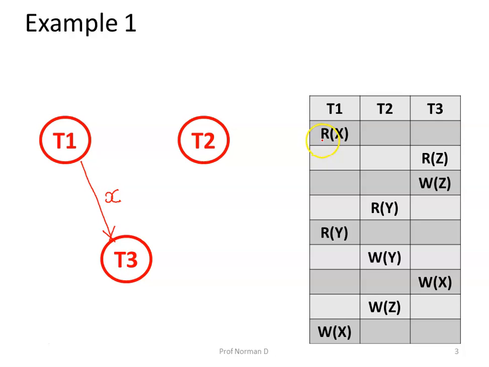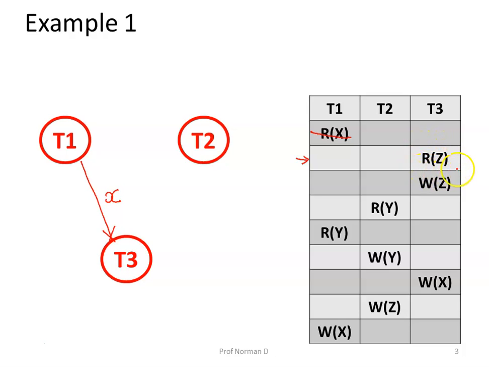Read data item X and write data item Z, no conflict. So we are done with the first instruction from transaction T1. Then we move to the next row. In the next row, we have an instruction from transaction T3, that is read data item Z.